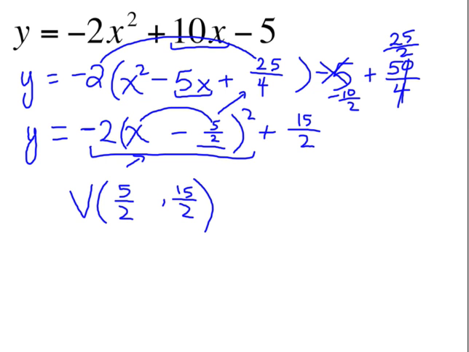And also one thing to note is the vertex, 5 halves, 15 halves, would be somewhere over here. It's above the x-axis, and it opens down. So no matter what, we will have some x-intercepts if we wanted to find them. Okay, one more example.